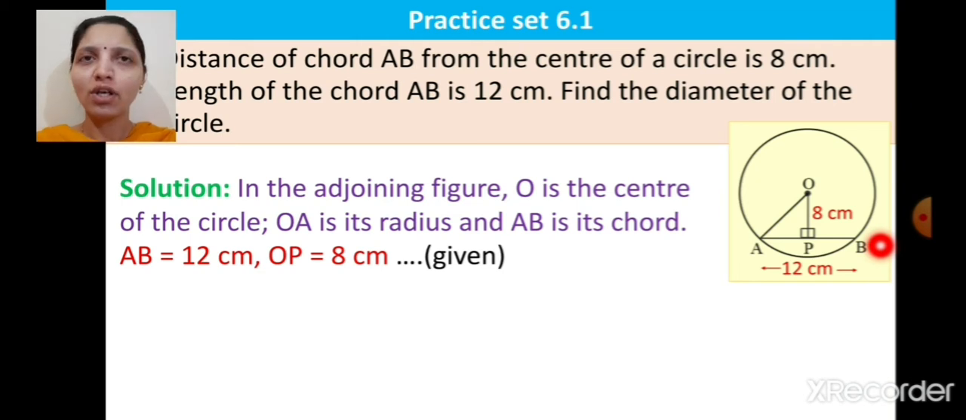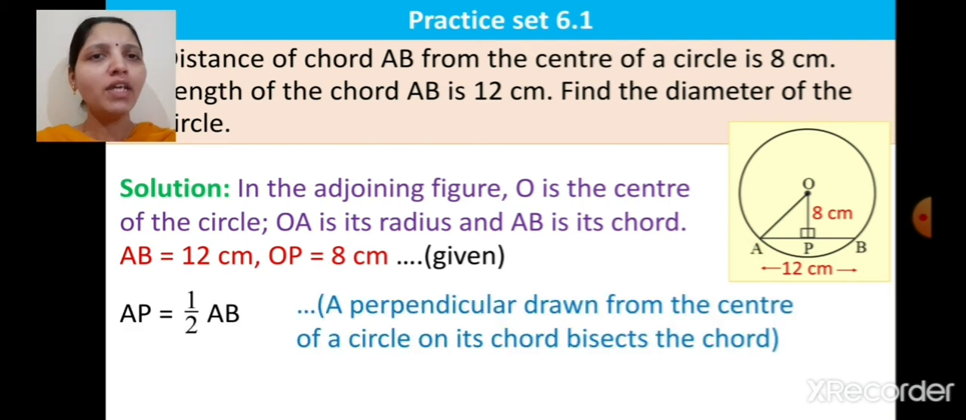So remember the first theorem which states that a perpendicular from the center of the circle to its chord bisects the chord. That means we can write here segment AP is half of the length of AB. So AP is equal to half of AB, and the reason you will write as a perpendicular drawn from the center of a circle on its chord bisects the chord.